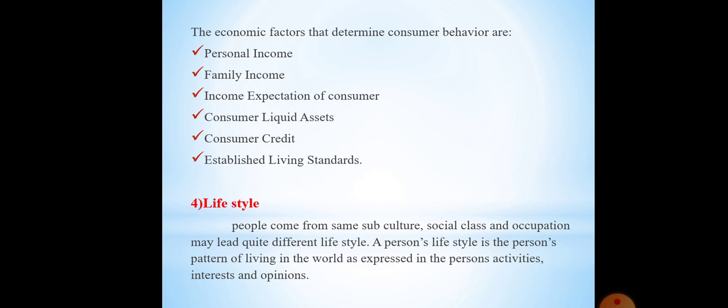Next, lifestyle. People who come from the same subculture, social class, and occupation may lead quite different lifestyles. A person's lifestyle is the person's pattern of living in the world, as expressed in the person's activities, interests, and opinions. Lifestyle is the way consumers live and spend their time and money. Lifestyle of a person involves his consumption patterns, habits, etc.